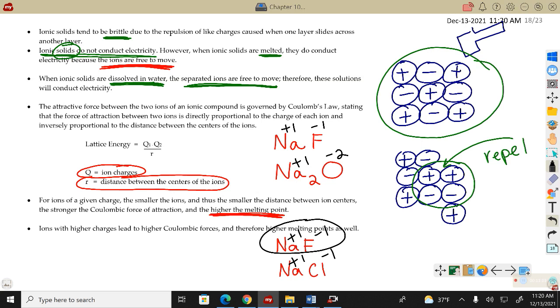a higher melting point. Whereas in the upper example, I'm looking for the stronger charges. So maybe like the +1, -2, higher charges would lead to a stronger attraction, and the stronger the attraction, the higher the melting point.